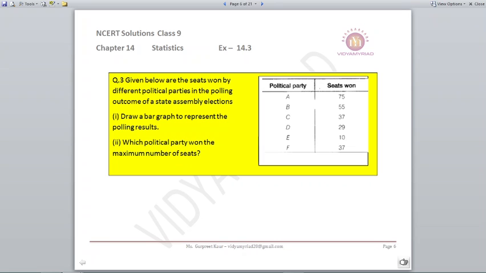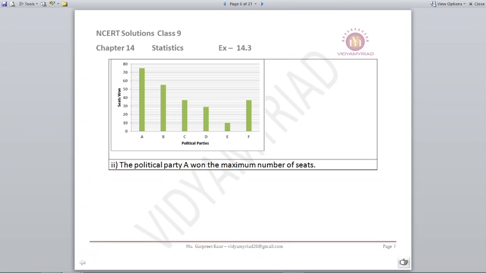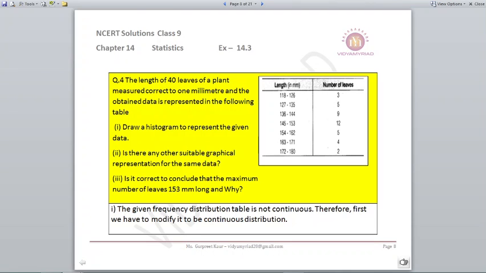Question number 3. Here information is provided based on the political party and the seats won. So let us make a graph. The graph is like this, with political parties and seats won. Here we can make out that party A has won the maximum number of seats because that bar is the tallest. If I ask you which has the lowest number of seats won, that is party E, which has the lowest bar. So we can easily find our answers.